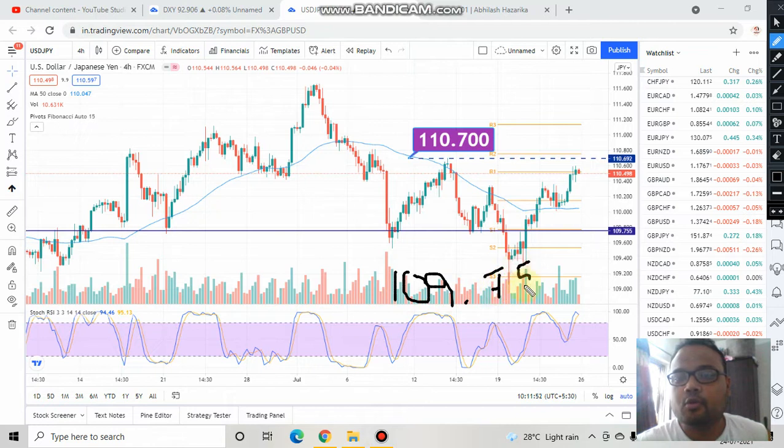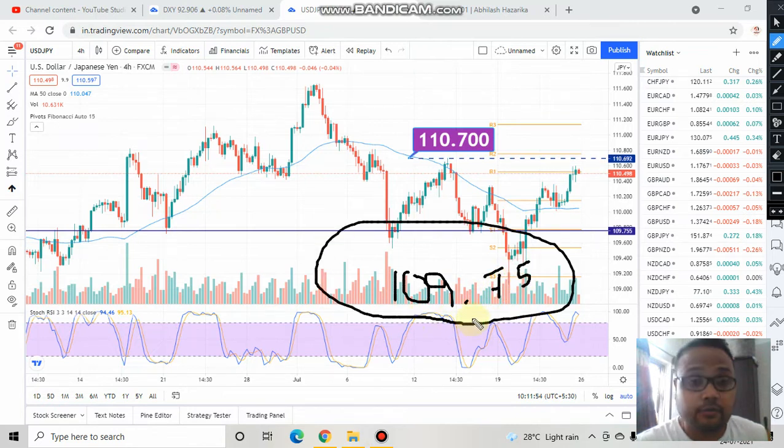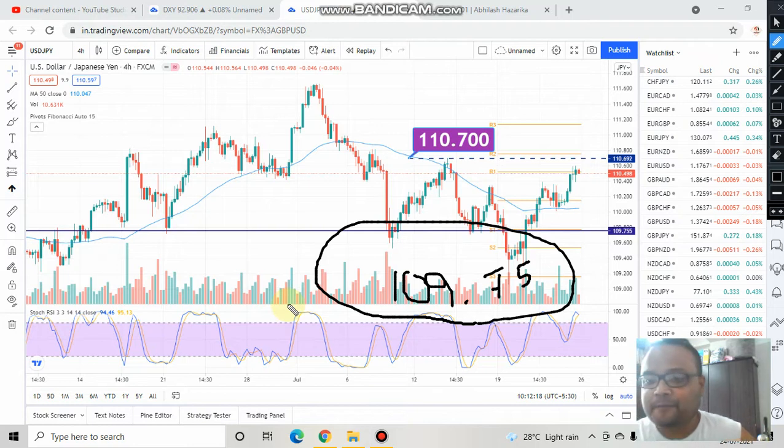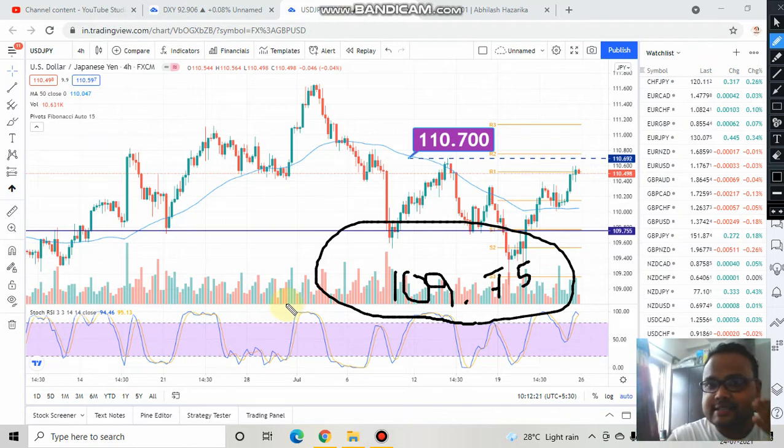109.75 is the most crucial level in the chart of US dollar Japanese yen, because this level belongs to the weekly chart, and this was the level which was acting as a resistance for the market previously, and after that it was acting as support for the market. Overall, this level has been playing a very active role in the chart of USDJPY. Right now it is acting as support for the market. After a couple of months this level may be acting as a resistance for the market also.